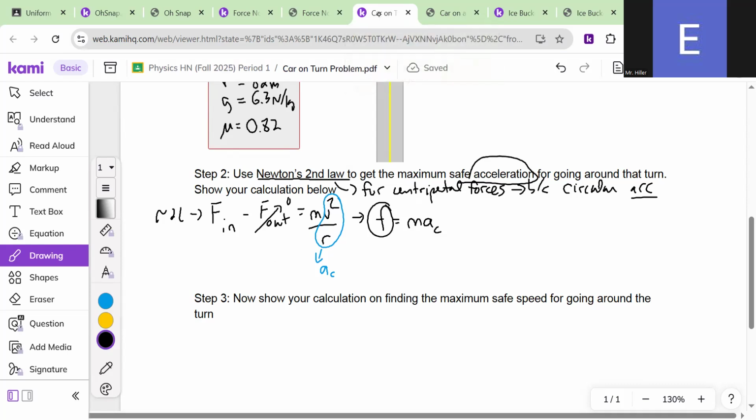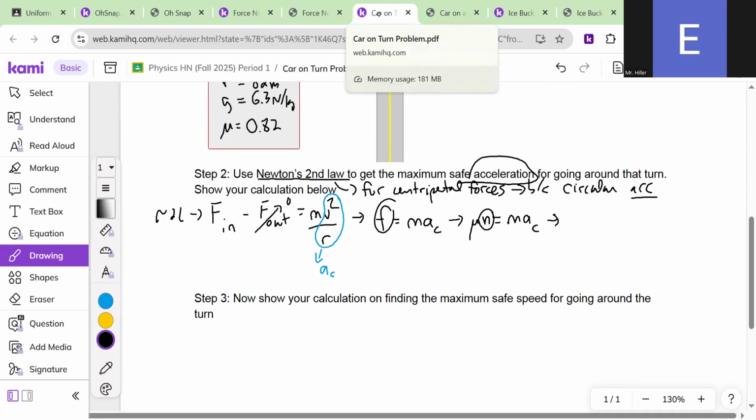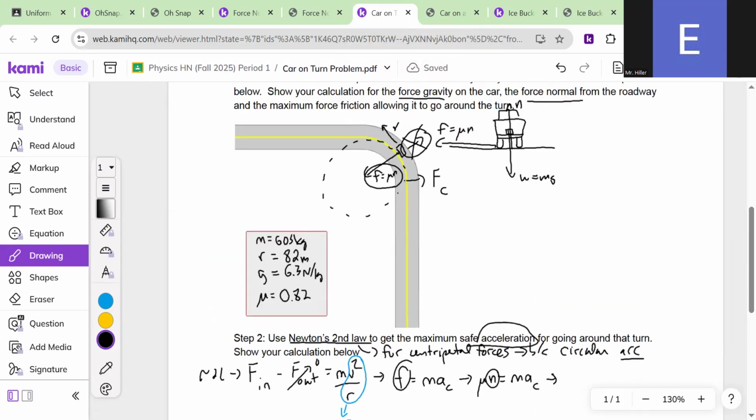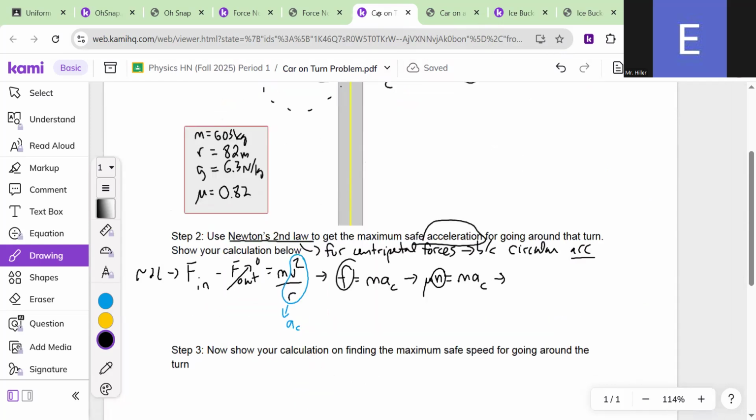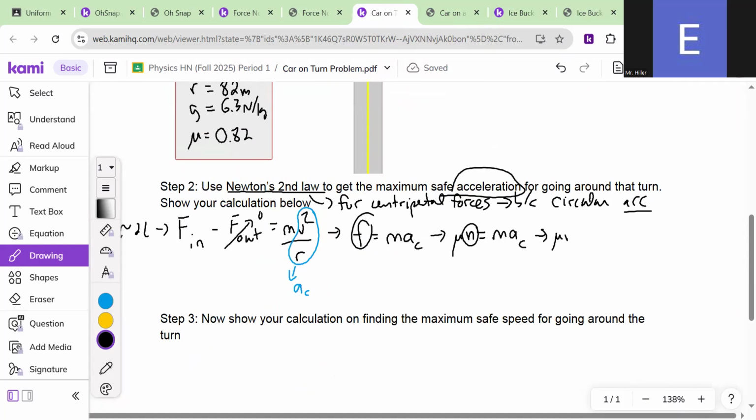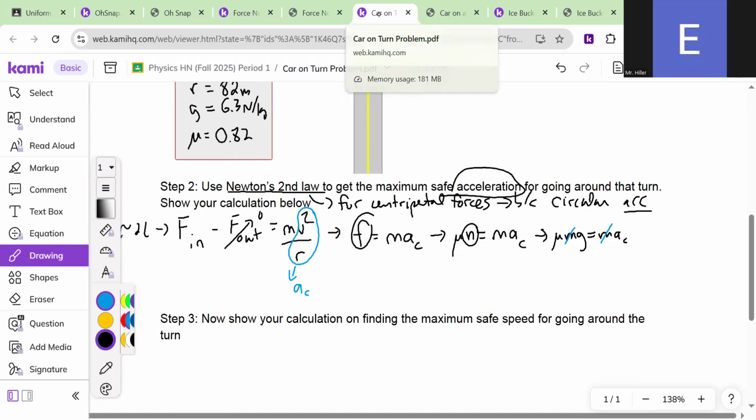Now the next thing I'm going to do is substitute for friction. Friction is mu times normal force, and that's equal to mac. Now I'm going to substitute for normal force. Remember, from above, normal force balances the weight. So that means this should be mu mg equals mac. You can see that this is mass independent, so even though we were given the mass, it doesn't matter. And so ac is equal to mu times g.